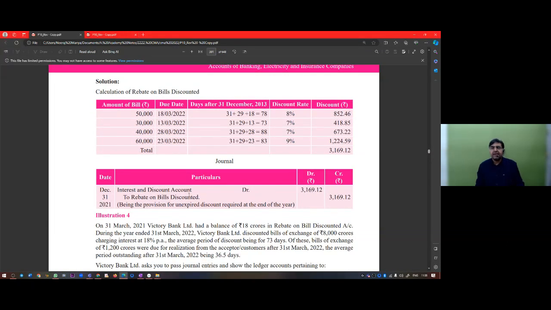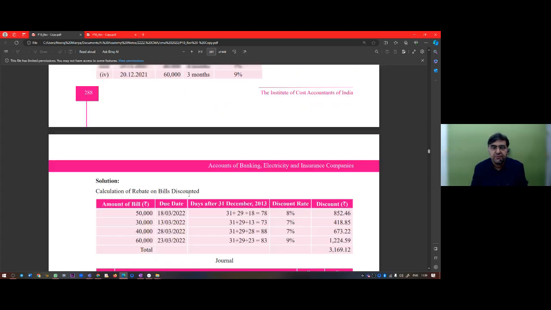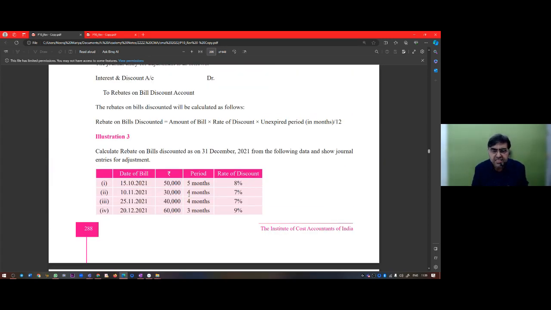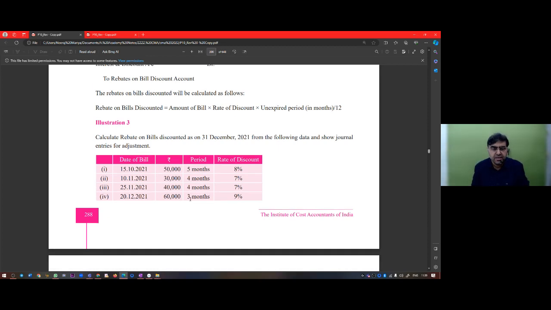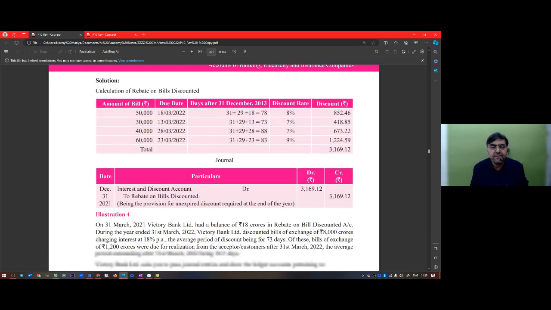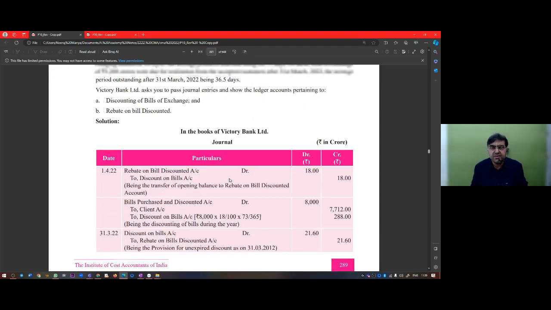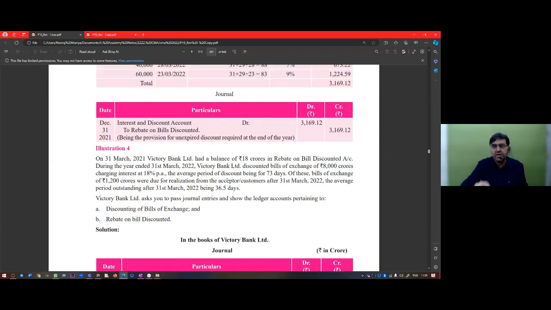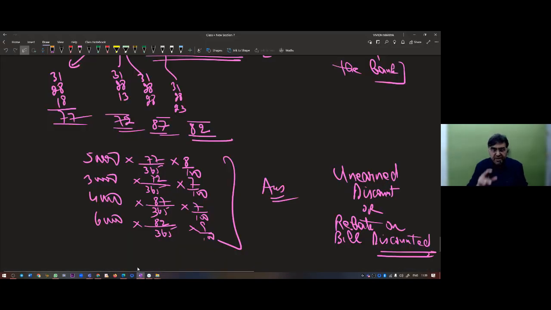Why are they taking February as 29? Has the question mentioned to take it as a leap year? The question has not mentioned it, so it's not a leap year. Please amend the answer. Make 29 Feb as 28 Feb. Reduce one day. So the answer will differ. The amount will not be 3169, it's not right. Please note down the correction.